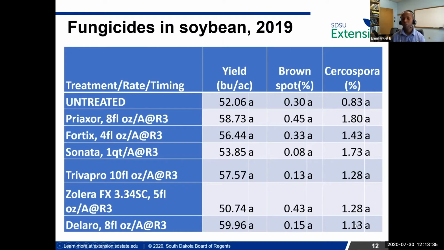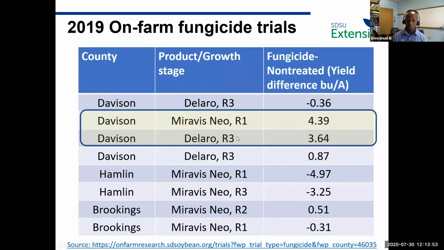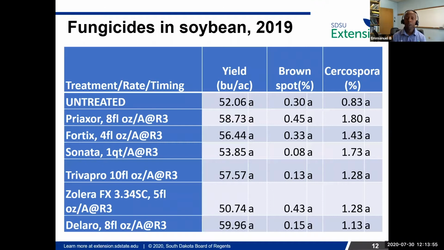And based on just the disease pressure, you can see that we don't get a lot of disease on soybeans. So here is where we have Cercospora and then brown spot. Even in the non-treated plots, you can see we have so little disease as to require applying a fungicide. And so it's possible that that's why we're not seeing a good response to fungicides in soybeans.